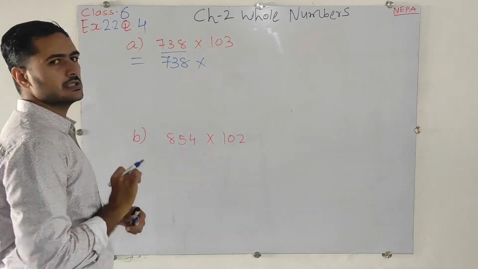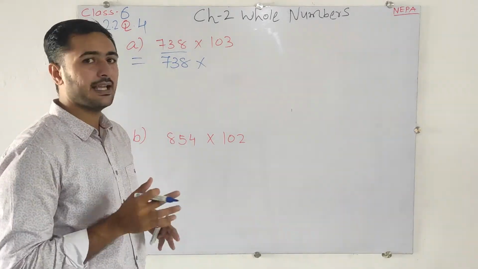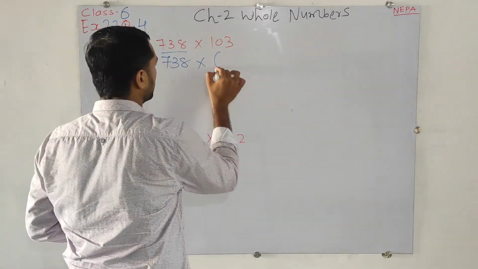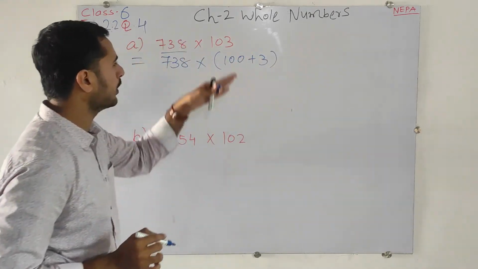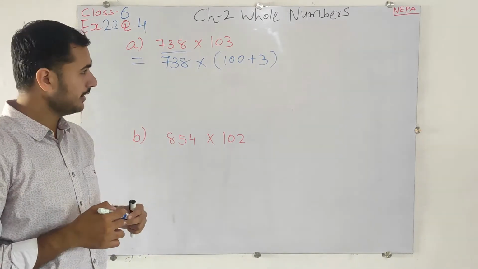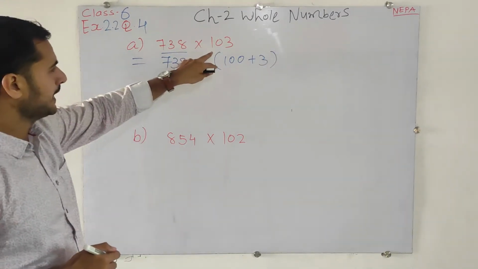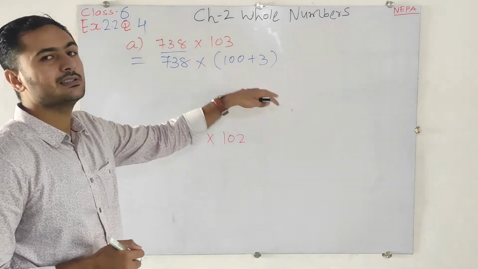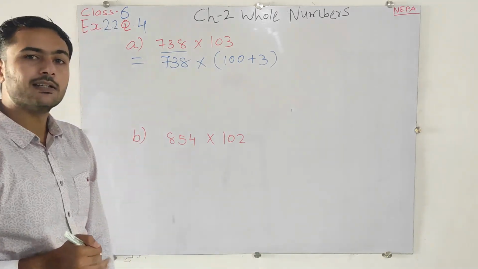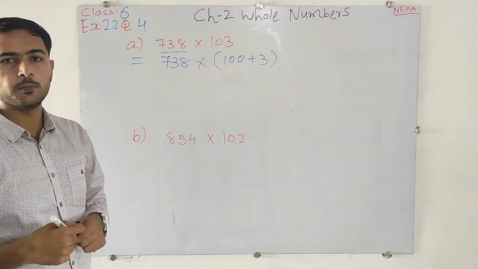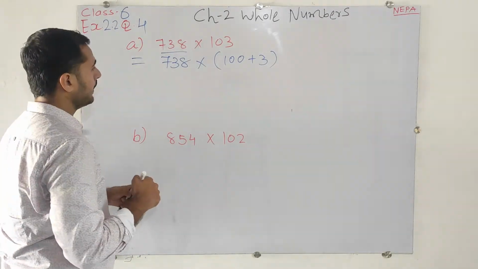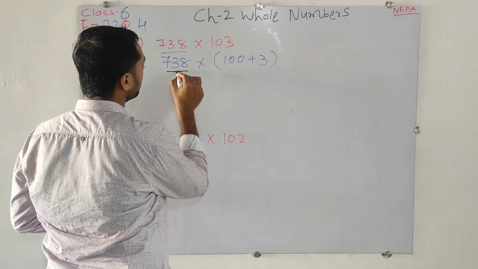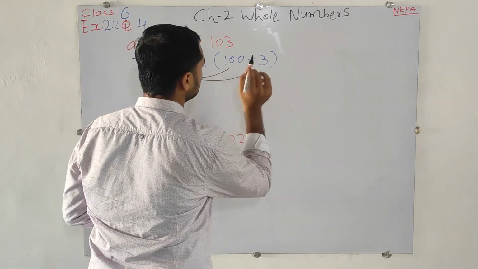Okay, I am just splitting the 103, because we can write 103 as 100 plus 3. These both are equal only. So here we just split 103 into 100 plus 3 only. Okay, now we can use the distributive property. Distributive property says that this number, let me change the pen, this number will multiply to 100 as well as this 3.